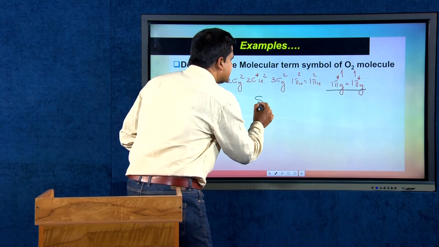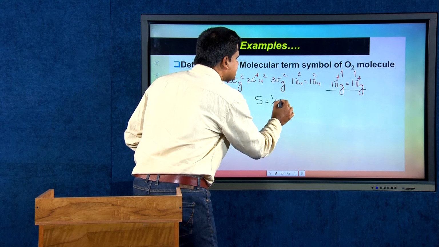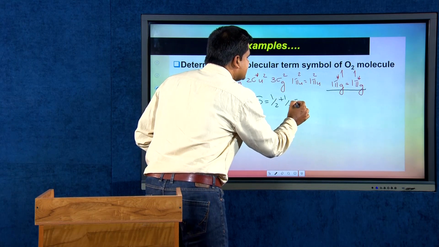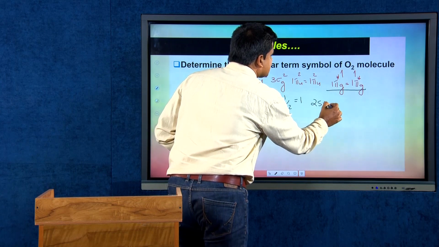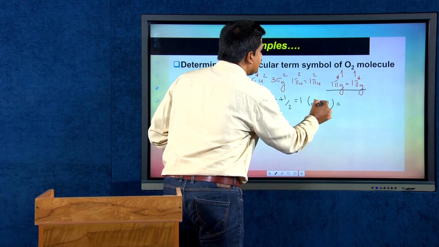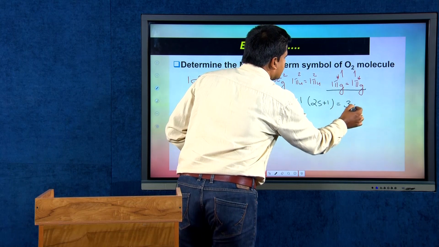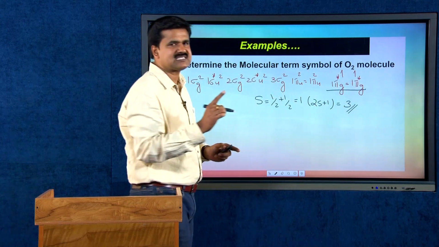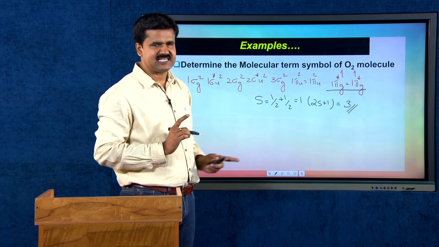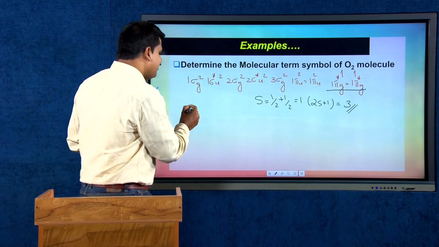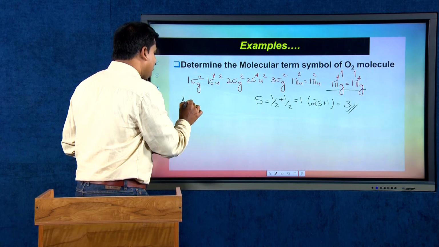Therefore, the value of S is equal to half plus half, and multiplicity equal to 2S plus 1, which is 2 into S plus 1, that is equal to 3. So, this arrangement represents triplet oxygen. So, this arrangement is the triplet arrangement. Now, we have to compute the lambda value.